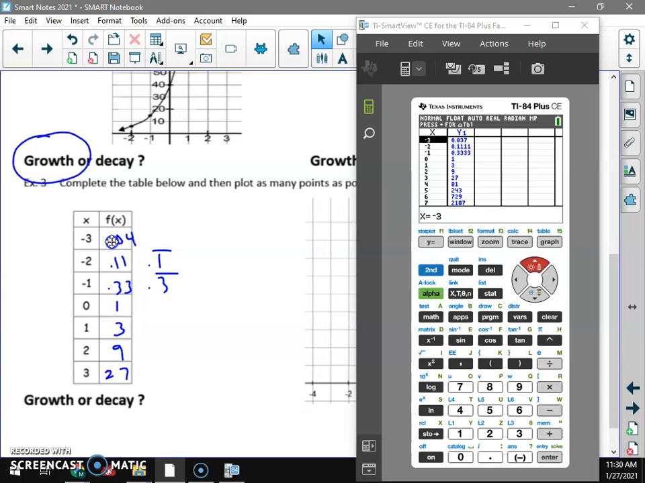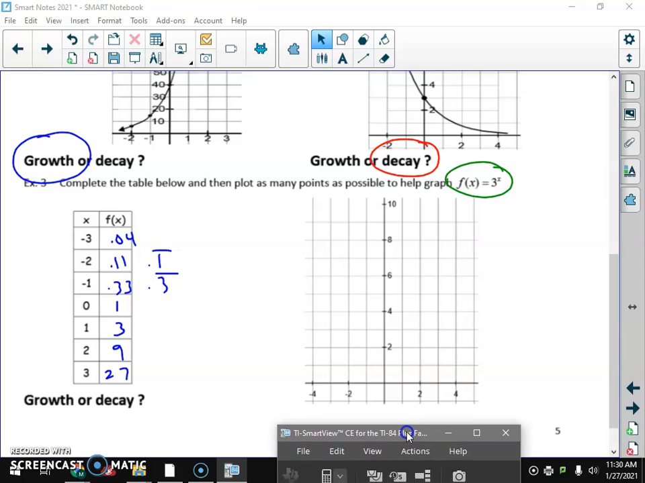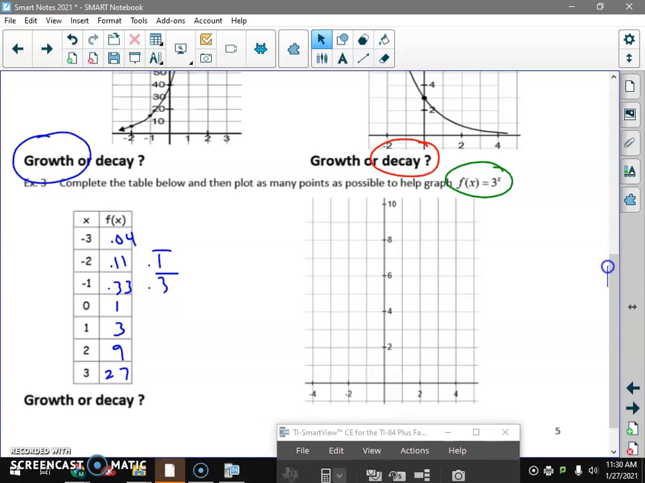So let's plot these points and see if this baby is growing or decaying. The decimals are a little hard to plot, so let's plot the whole numbers first. 3, 27: over to 3 and up to 27. Too big, so we're not going to do that one. We're going to start at 2, 9. Over to 2, up to 9. Over to 1, up to 3. Don't go over, just go up 1.